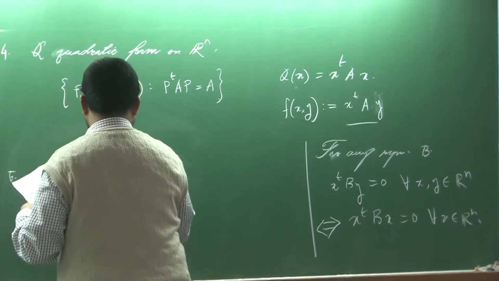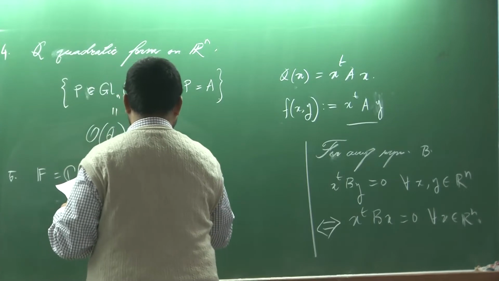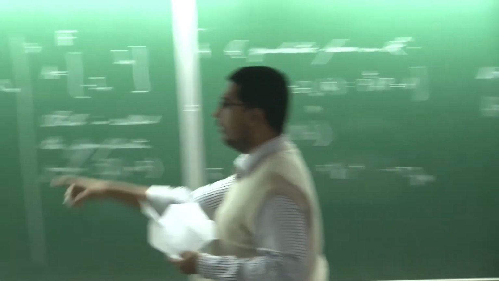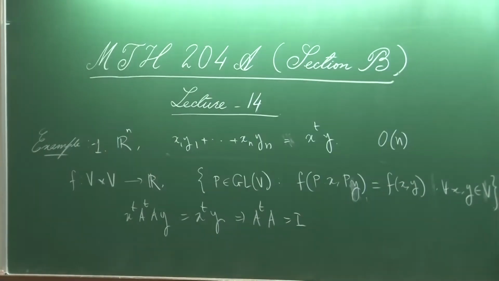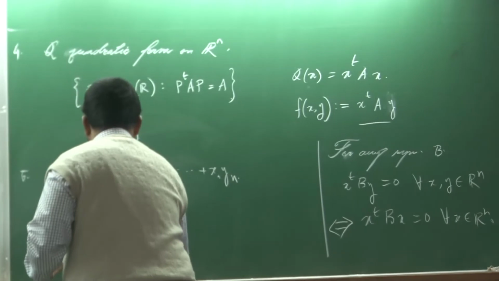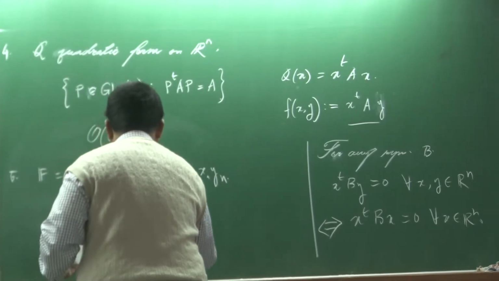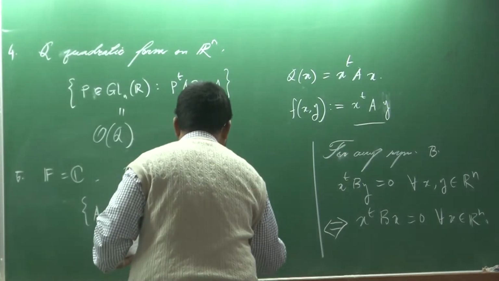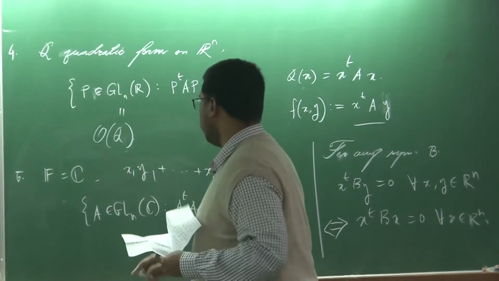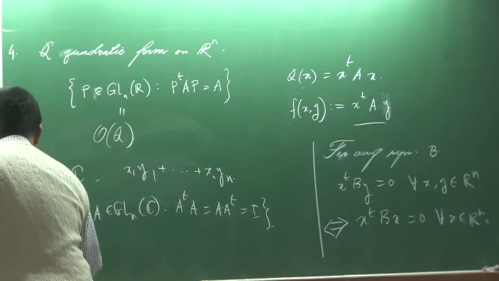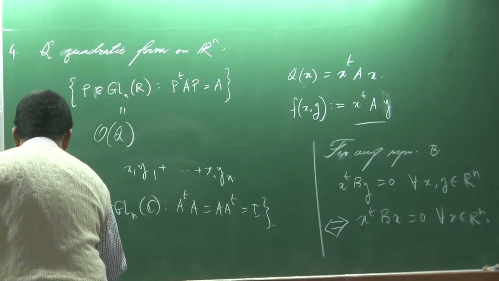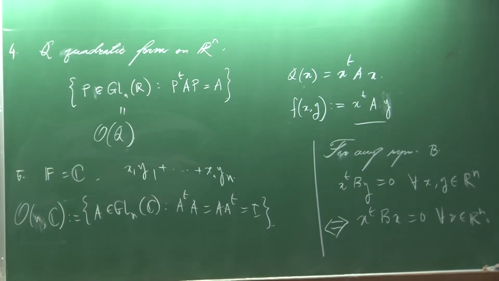On C also you can take the same bilinear form. As expected, the stabilizer is all complex matrices A such that A transpose A equals identity. This is called O_n(C), which is called the complex orthogonal group. Remember, that is not the same as the unitary group.